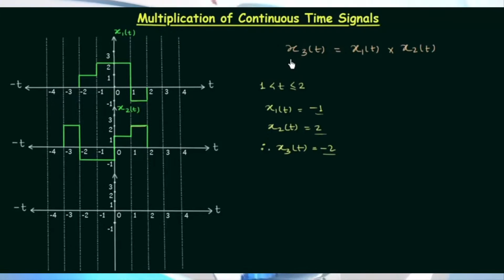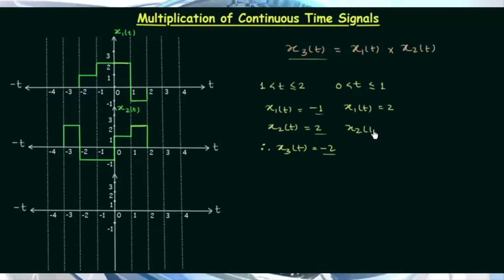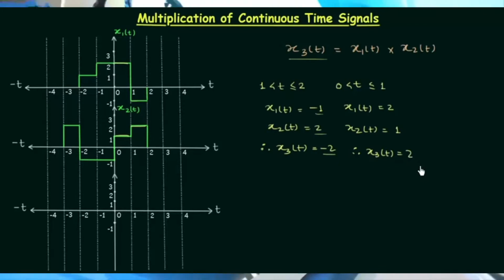Now we will find out the resultant signal x3(t) when time t is less than or equal to 1 but greater than 0. During this time interval, signal x1(t) is equal to 2 and signal x2(t) is equal to 1. Therefore, x3(t) is equal to 2.